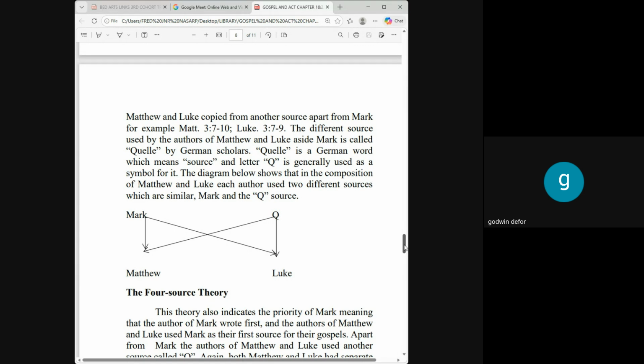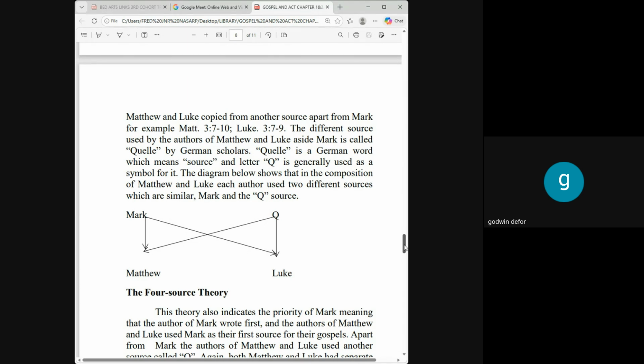For this theory, Mark was the first to be written. Mark wrote first. Then after that, Matthew and Luke copied from Mark. The two-source theory is again telling us that the first major source that Matthew and Luke used was Mark. So they copied first from Mark. And since they like copying, they were not satisfied. They went ahead and copied from a different source.